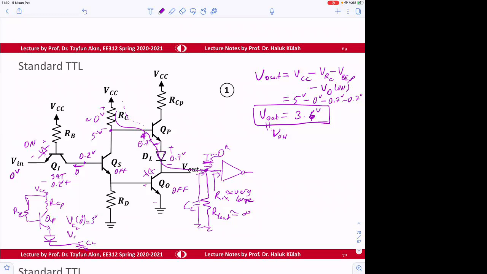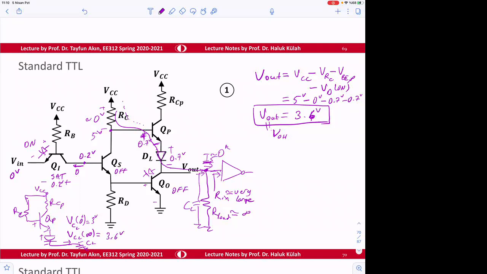So what will happen to CL at infinity? If you look at this, the capacitor will charge until the current through the capacitor becomes 0. So this will be charged up to the point where the transistor will be in forward active, the diode will be on, and VCL at infinity is going to be 3.6 volts.